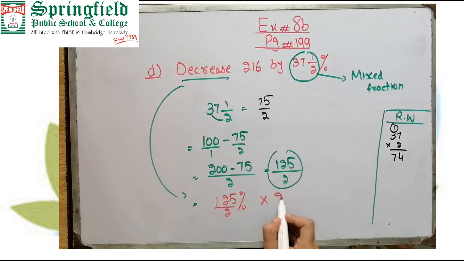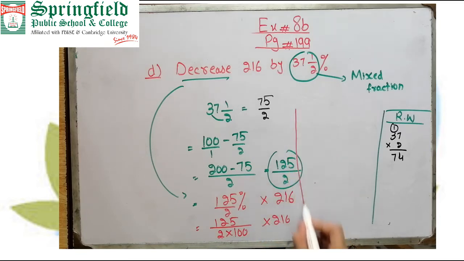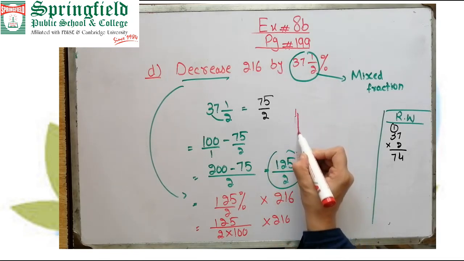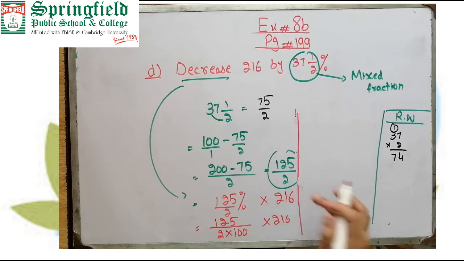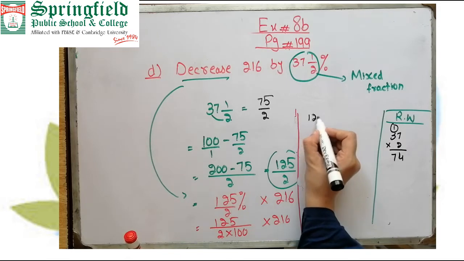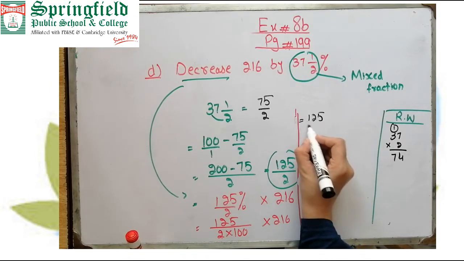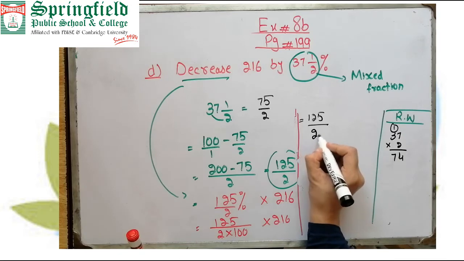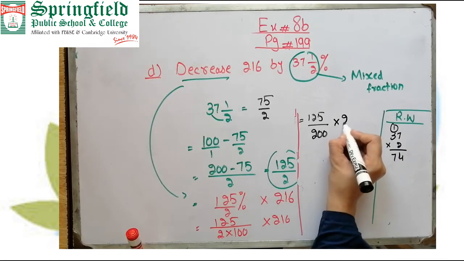By means multiply 260. So what will be the answer? Remove the percentage sign. Write down 100. First write down 2 and then write down 100. Multiply 260. And then 125, 100 multiply with 2, 200 multiply 260.